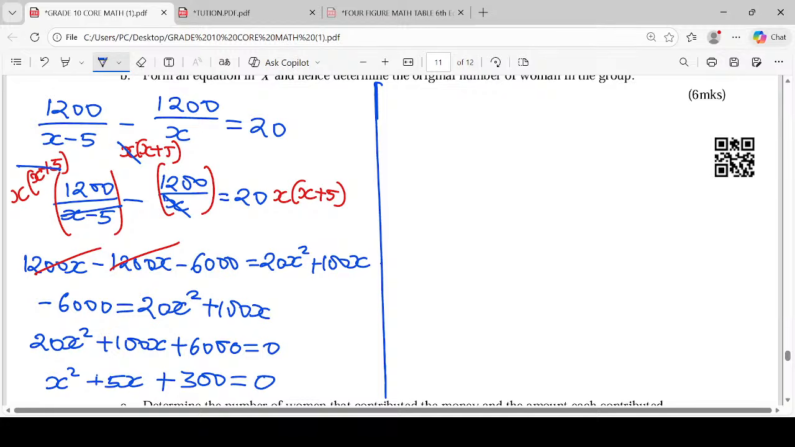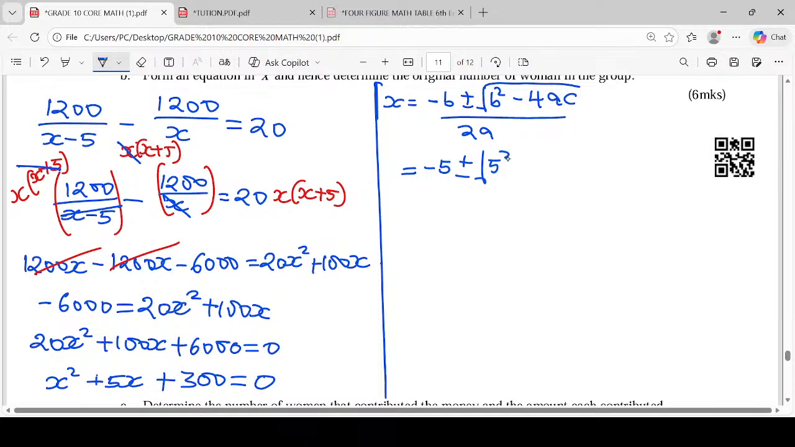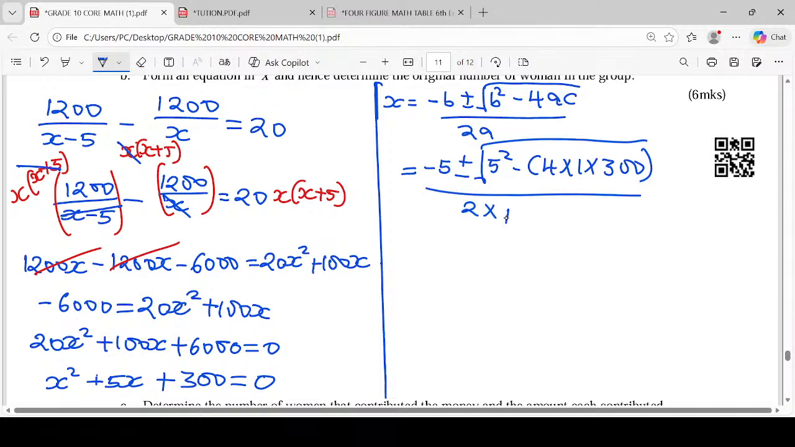So when we are here, I'm going to use the quadratic formula. That is, x is given by minus b plus or minus the square root of b squared minus 4ac all over 2a. A very, very simple formula to master. So this will be minus 5 plus or minus the root of b squared, which is 5 squared in this case, minus 4 times a, which is 1, times c, which is 300, all over 2 times a, which is 1. So this will be minus 5 plus or minus, how will I have this one here?